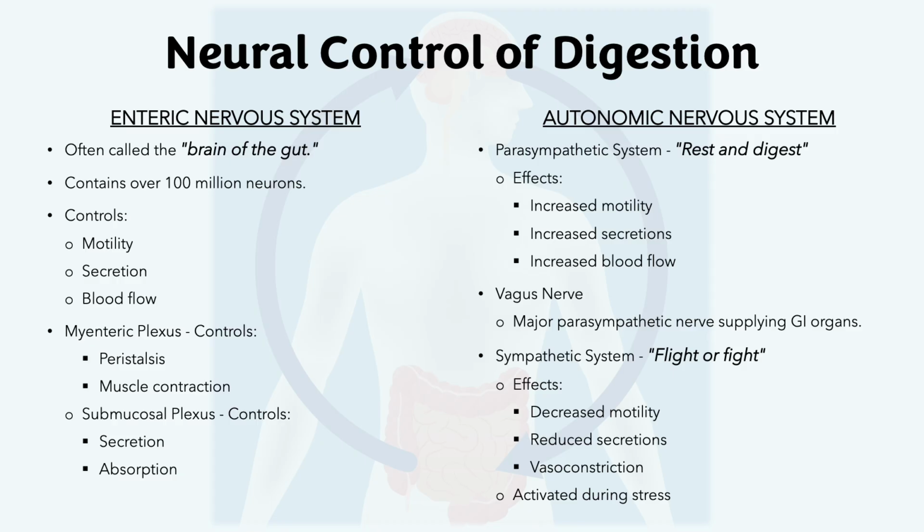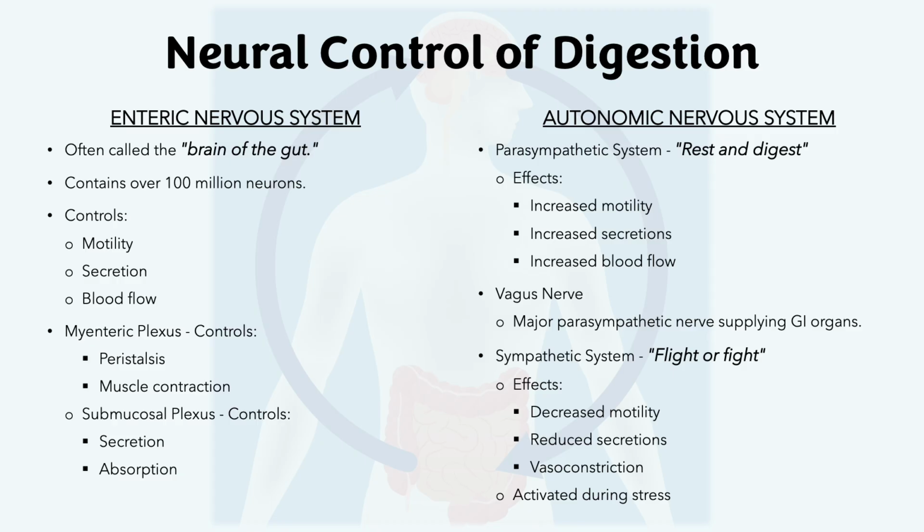Now, within the ENS, there are two major nerve networks or plexuses. The myenteric plexus primarily controls peristalsis and smooth muscle contraction, right, which helps the food move through the GI tract. Then you have the submucosal plexus, which regulates secretion and absorption. This ensures that all the digestive enzymes, mucus, and nutrients are appropriately managed. See, each one has its own function.